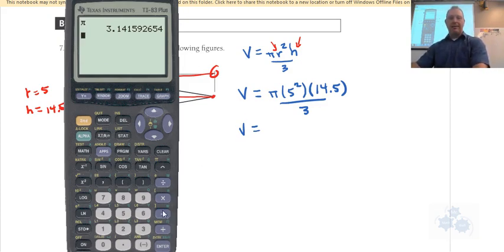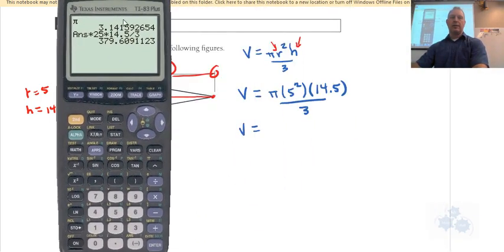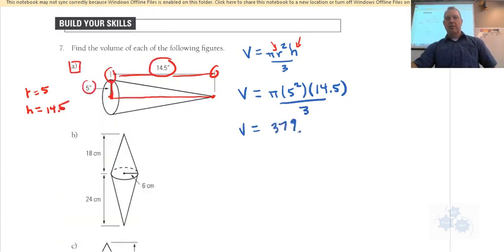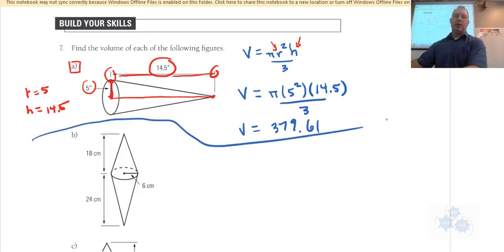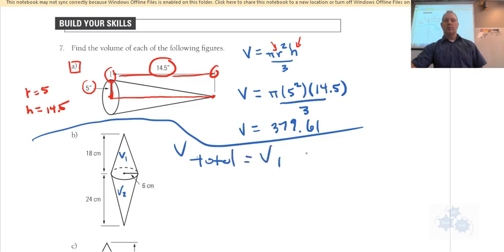Volume: pi times 5 squared is 25, times 14.5, divided by 3. You can do that all in one operation, depending on your calculator. It should look like this: 379. Does that look right? Anybody else get 379? And we can do 2 decimal places, 0.61. That's for 7a. Now 7b looks a little bit different. It's just two cones stuck on top of each other. So do a volume 1 and a volume 2, and the total volume is simply volume 1 plus volume 2.